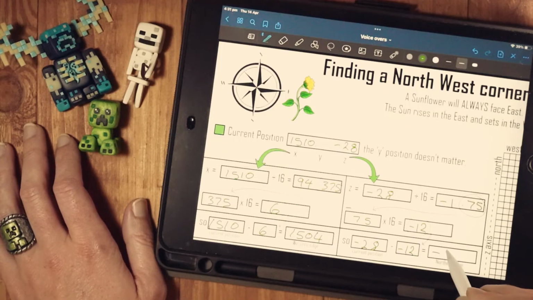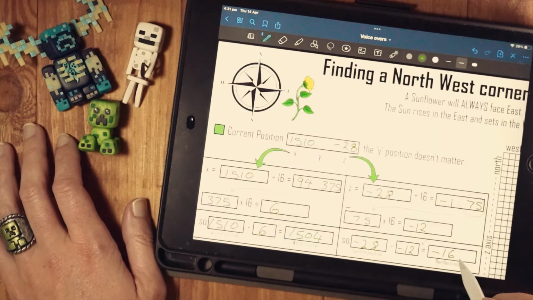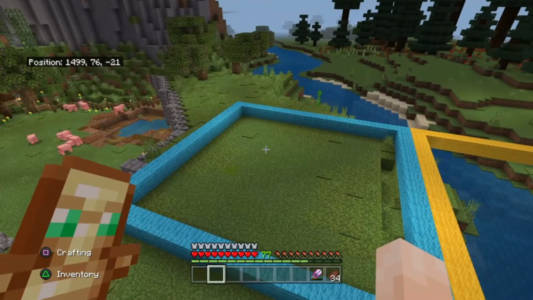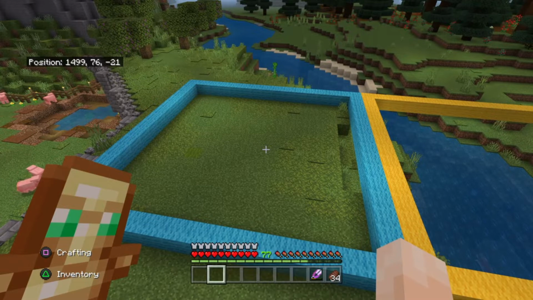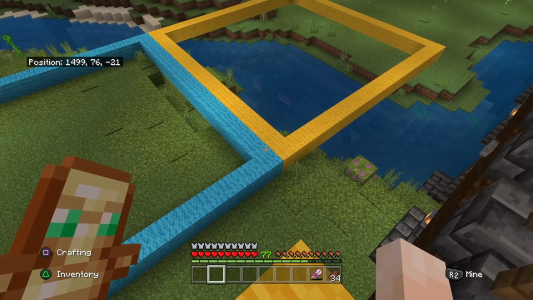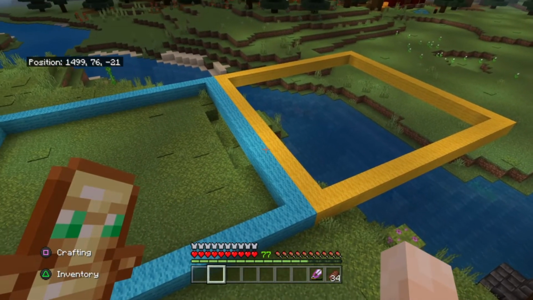Double check, negative 16 divided by 16 equals negative 1. X equals 1504, z equals negative 16 is the northwestern corner of a chunk. If you are mathematically minded and that is all you needed, then you can be on your way. If you are like me and math is definitely not your thing, then I will now go over the steps slower and in more detail.